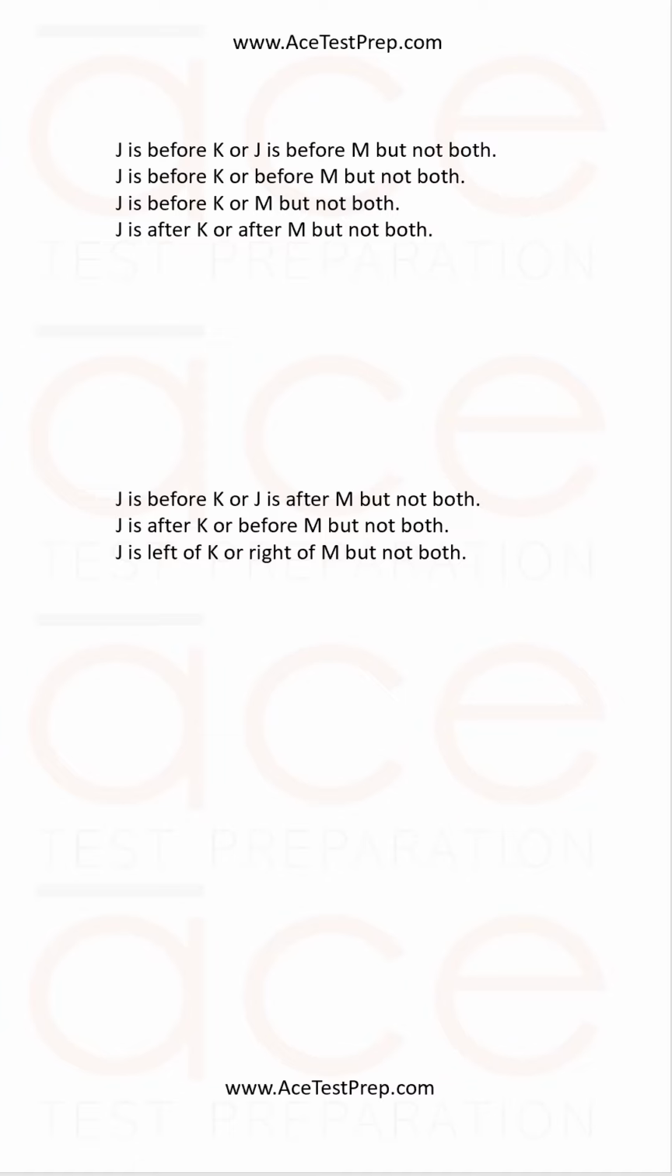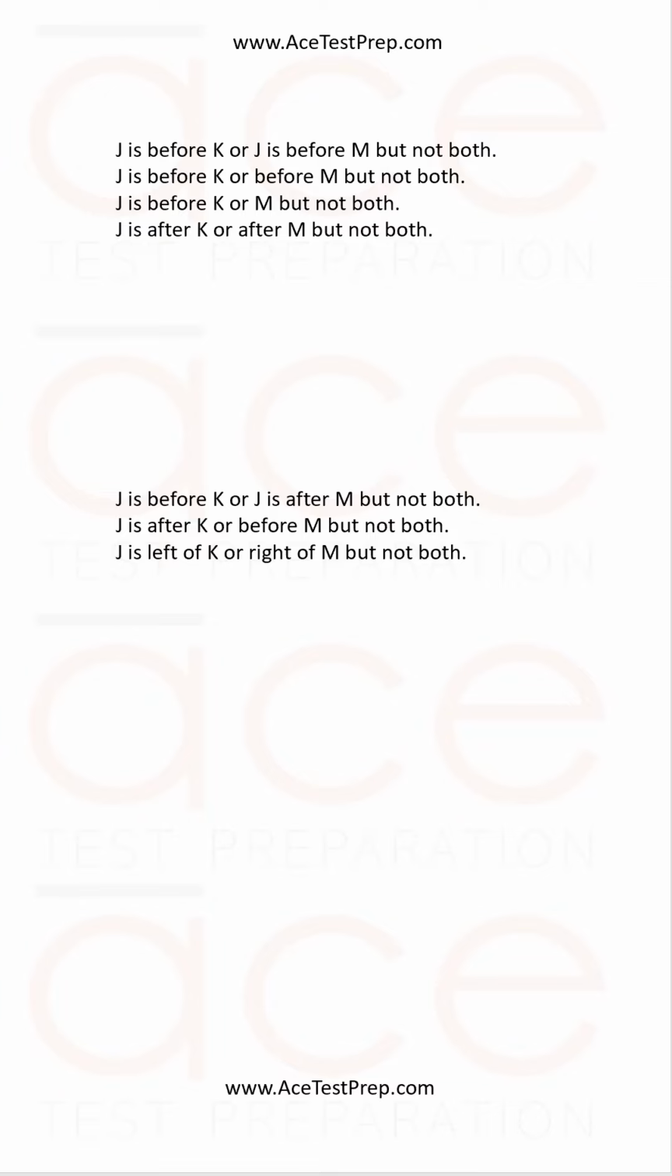For today's game tip, we're going to be talking about the rules that say something like J is before K or J is before M, but not both. Essentially I call these the "or but not both" patterns. There's two things that can happen with these, and we're going to talk about the pattern for each and how you can really quickly get through these rules without having to process them all over again.